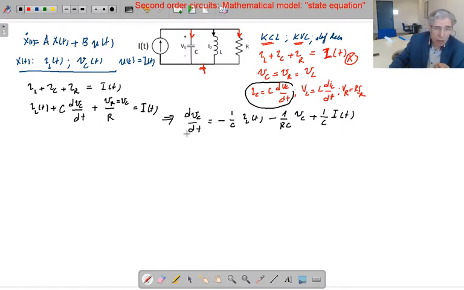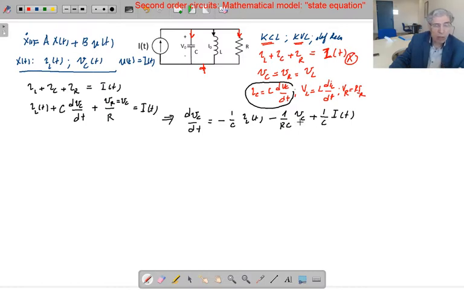Derivative of one of the state variables equals state variables. There is no other variable included in this circuit. All state variables are seen here, and this independent current source function is here. So this is the format that I am looking for.